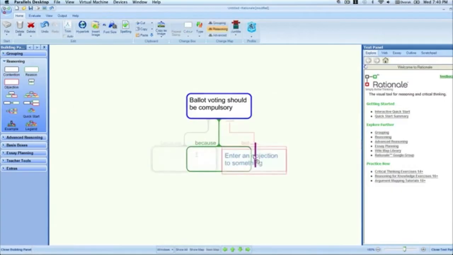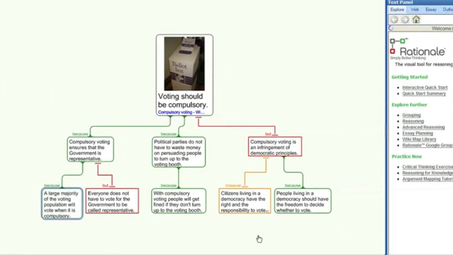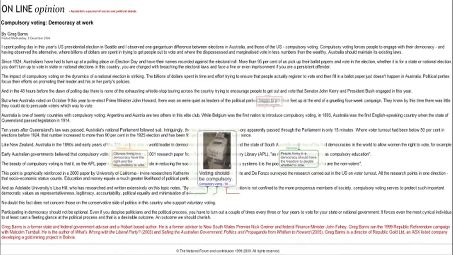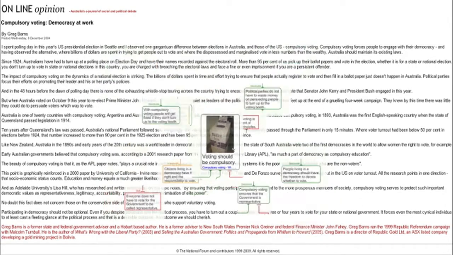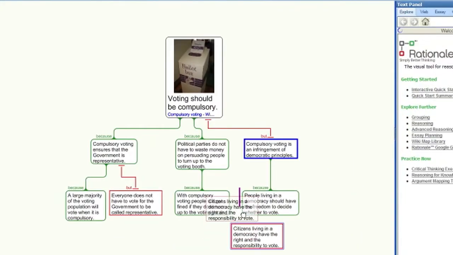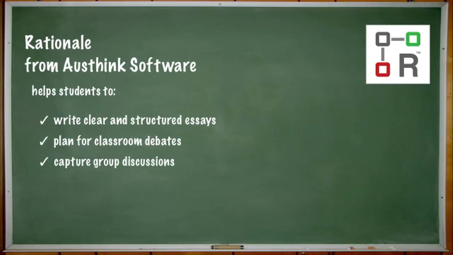It's actually fun to drag and drop boxes into the workspace in Rationale and fill in my points one by one. It helps me see how everything fits together and where the gaps in the argument are. Now when I read an article, the key points jump out at me and I can practically see between the lines. All in all, Rationale helps me to write clear and structured essays, plan for classroom debates, capture group discussions, and analyze information and events.